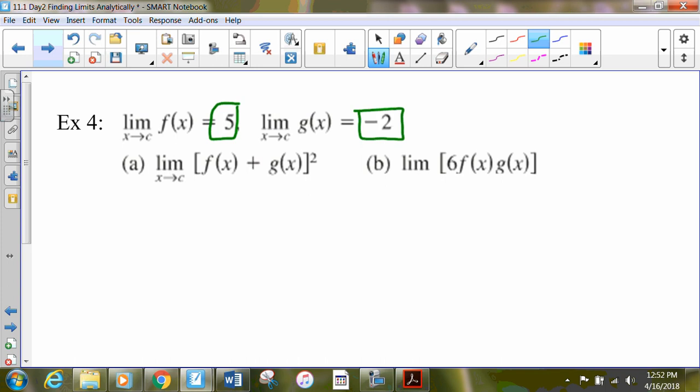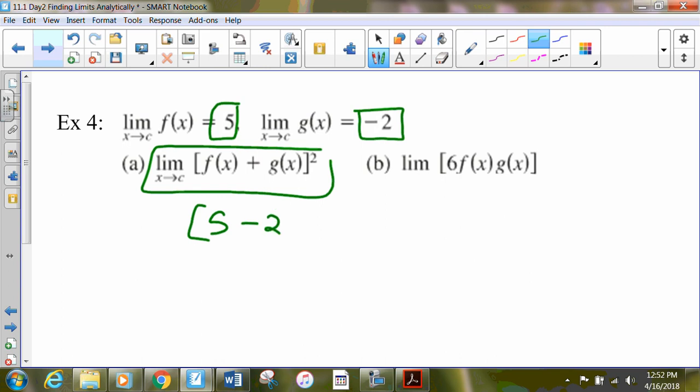That's all we do? When we're trying to find this limit, when we see the limit of f of x, we're going to plug 5 in. When we see the g of x, we're going to plug a -2 in. We could put a plus -2 or -2. And we see the square, we're going to put that in. 5 minus 2 is 3. 3 squared is 9. I know, right?